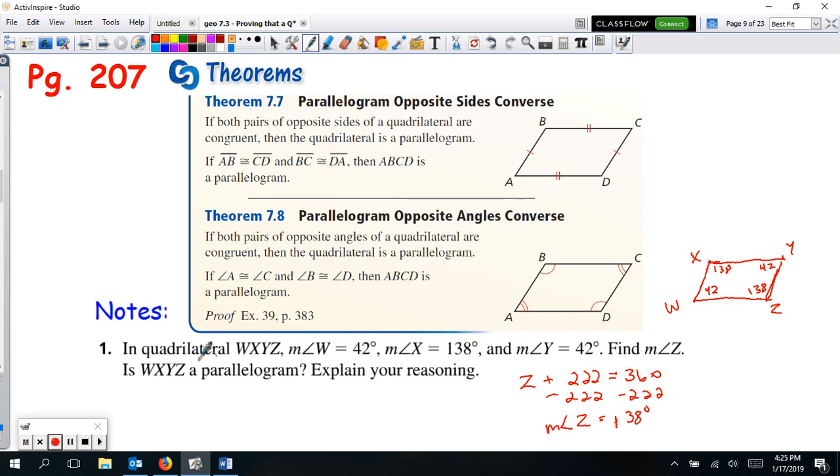And then the next question was, is it a parallelogram? Well, since opposite angles are congruent, it is a parallelogram. So we could say yes on this one, parallelogram. And the reason why, we'll say because of this one right here, I'll just put the parallelogram opposite angles theorem. That's why.